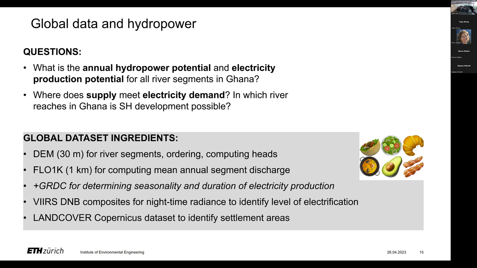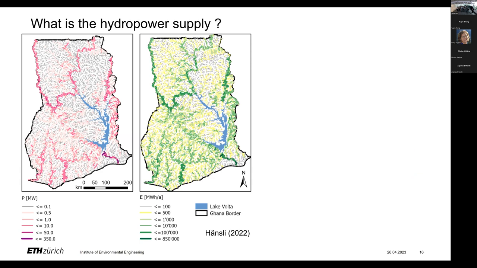So how does this work, or what does this end in? You go through these work steps. I'm not going to talk about the work steps, but what you will end up with is a map like this of the power potential in megawatts across all the river segments in Ghana. You see Lake Volta there in the southeast corner of the country. You also can look at the annual power production in megawatt hours per year. And you can already see which river reaches are more attractive than others, right?